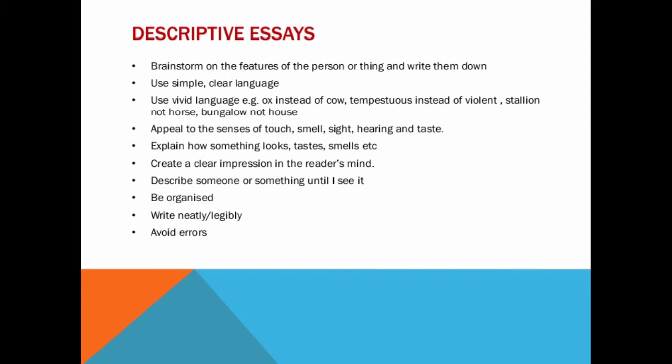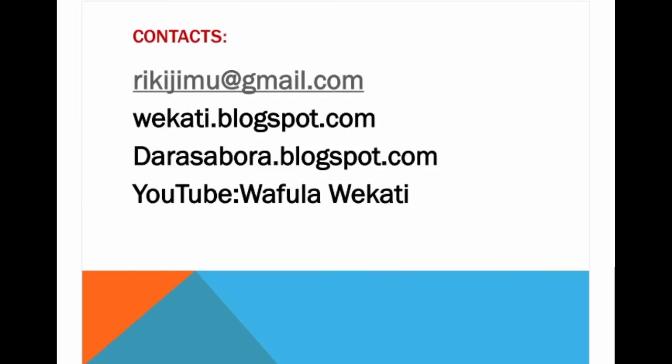Appeal to the senses of touch, smell, sight, hearing, and taste. Also, explain how something looks, tastes, smells, etc. You should create a clear impression in the reader's mind. Describe someone or something until I see it. Be organized. Write neatly or legibly and avoid errors.